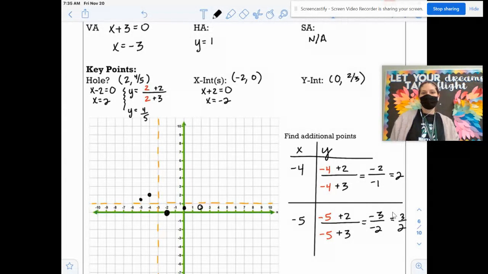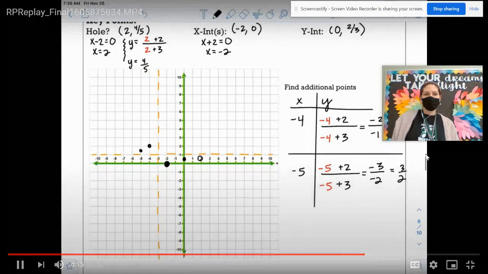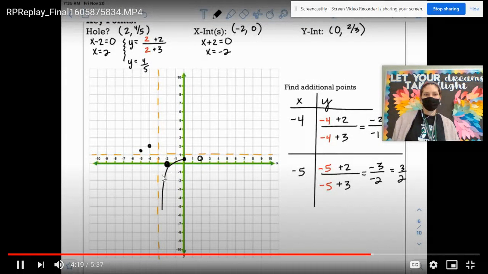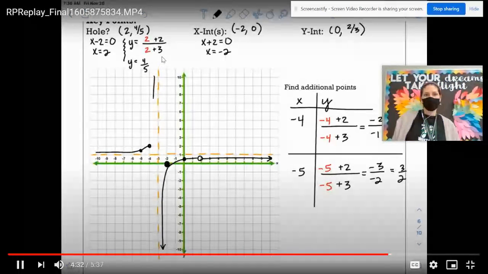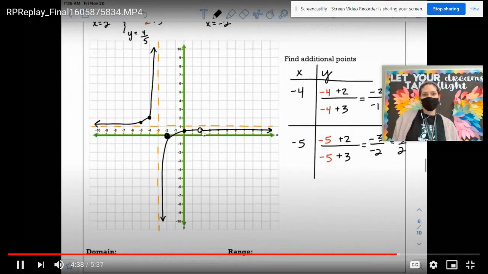All right, now we have enough information that we can connect our points. And as we connect them, we're going to do a smooth curve. And like I said, it's going to approach your asymptotes. So vertical asymptotes, you can never cross. And then over here, I'm going to connect the points, have them approach the vertical asymptote, and there is your rational function. So keep in mind, here is where your hole is.